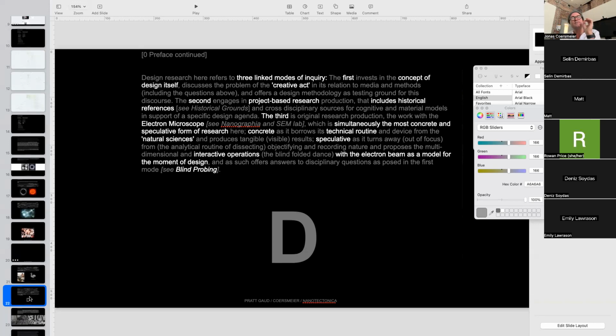The first one, which is also the one we've been discussing in the previous seminar this fall, is concerned with the concept of design itself. So it discusses the creative act, in quote, and the relationship of media and methods. And the second one is project-based research. That you're all familiar with.